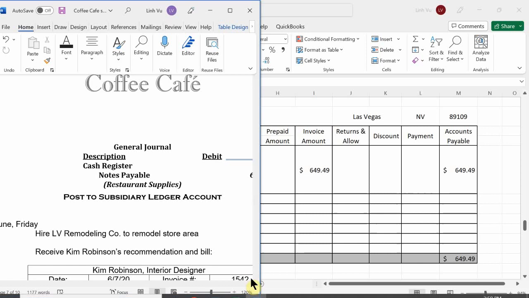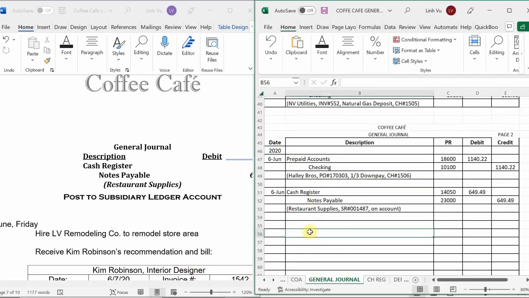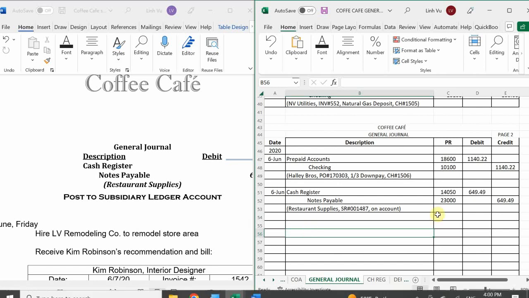No, that's the same as when you hired Kim Robinson. You don't have to record it, but you do have to keep in mind that someone's going to be doing a job, so I should be looking forward to a bill. I hired LV Remodeling to do some work at the store, but they haven't scheduled with me when it's going to be completed. They haven't billed me. All I did was simply hire them for the job.